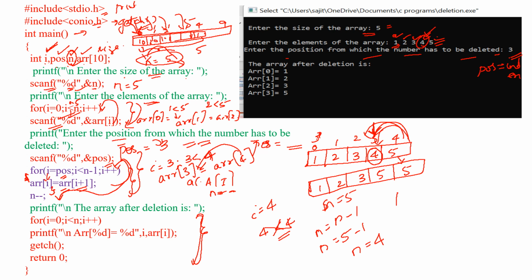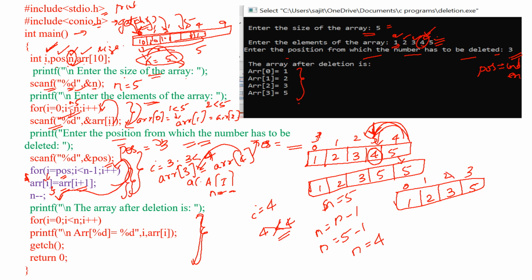If n is equal to 4, what will be your index? 0, 1, 2, 3, right? N minus 1 will be your index. So your elements will be 1, 2, 3 and 5. See, you have got the output 1, 2, 3 and 5. So now this operation has been done.